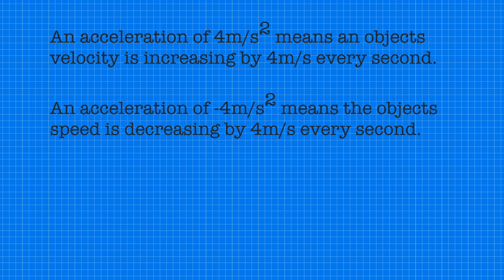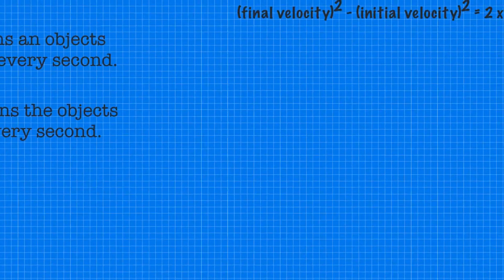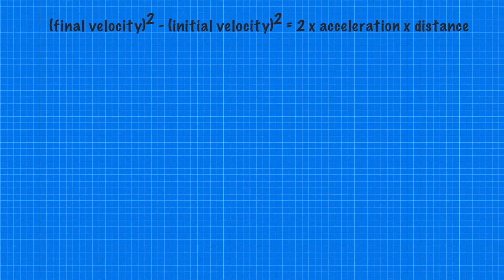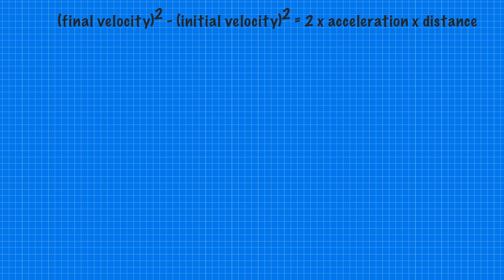One thing we need to look at is an alternative way to calculate acceleration that relates acceleration and distance. Now, this isn't a formula you need to remember for your exams, but it is one you need to be able to apply. So this formula links similar things to before: the final velocity of the object, the initial velocity, the acceleration, but this time it also links the distance.